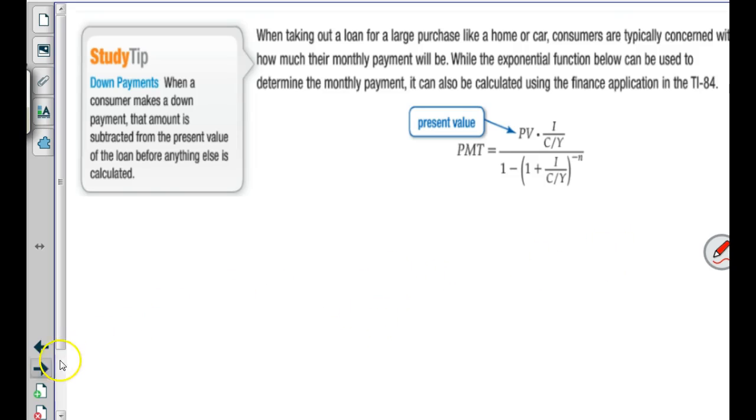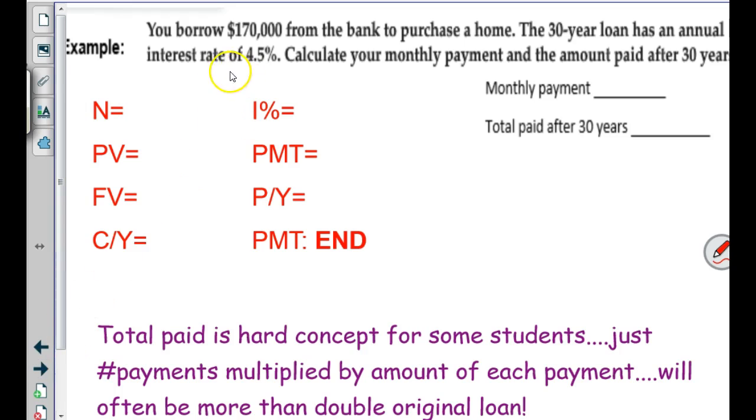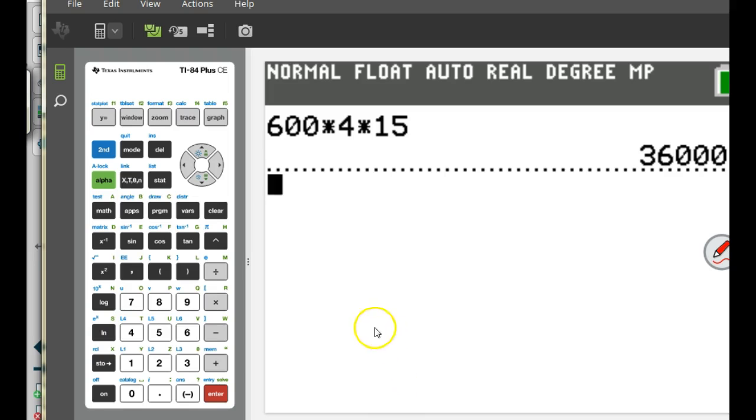All right, you borrow $170,000 from the bank to purchase a home. It's a 30-year loan with an annual interest rate of 4.5%. Calculate your monthly payment and the total paid after 30 years. This question's on the quiz, and students can do the monthly payment and then they don't remember how to get the total paid, which should be the easiest thing ever. But if we go to the calculator, you guys have this question in front of you, so you can help me fill this in.